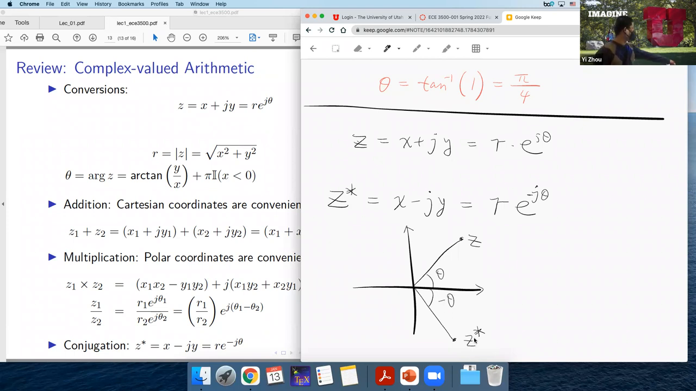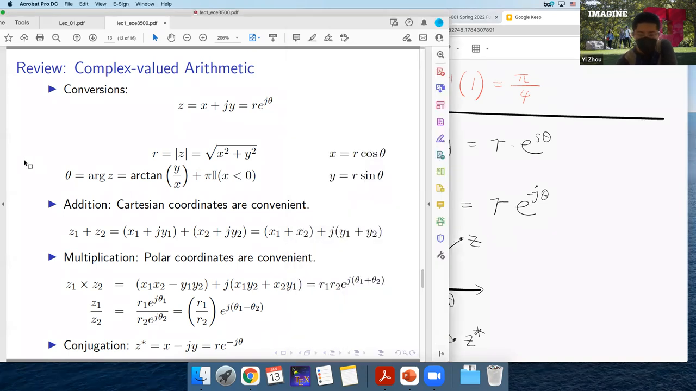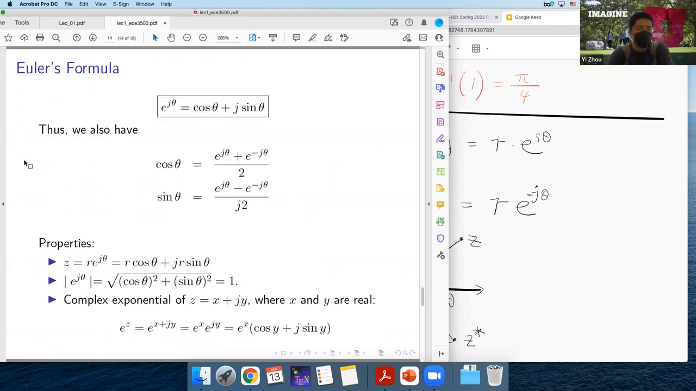You can see that for the conjugate, the angle is reflected, and therefore the corresponding imaginary part is also reflected. So this is why this is negative. So this is conjugation. We only put a negative sign on the imaginary part and the phase part. Now, why is conjugation so important? Because it is very, very convenient for us to do multiplication or other complex calculations using conjugation.